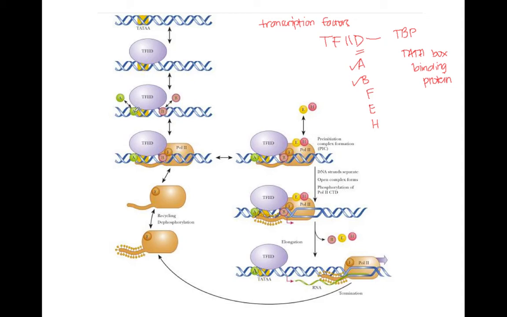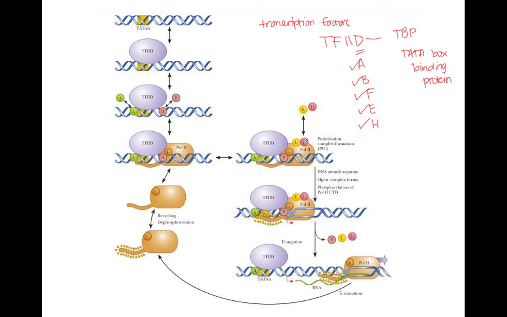TF2A helps stabilize TF2D. TF2B also stabilizes TF2D binding, and B recruits F. So TF2F is attached to polymerase 2. As such, if you recruit F, you also help position RNA polymerase 2. Once those have bound, E and H come in. So TF2E and TF2H. Once they have attached to polymerase 2, you now have your pre-initiation complex.